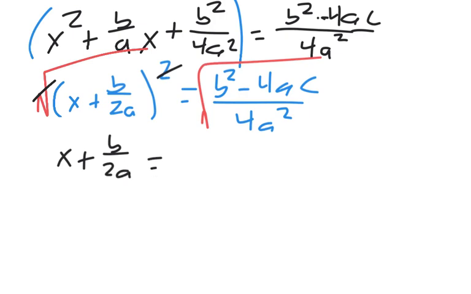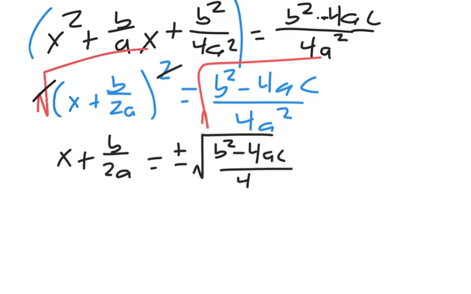All right, I took a square root of the right side. What happens when I choose to take a square root? I have to account for the positive or the negative possibility. So it's plus or minus the square root of b squared minus 4ac over 4a squared. I'm just taking the square root of both sides.